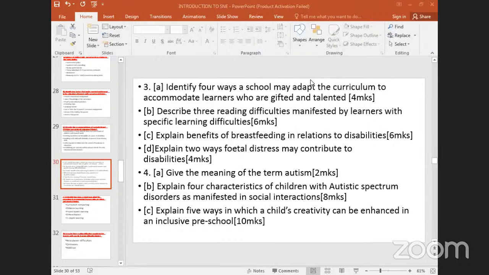Now we have looked at question 3A. And now I want us to look at question 3B on the reading difficulties that are manifested by learners with specific learning difficulties. So can we give responses towards this?